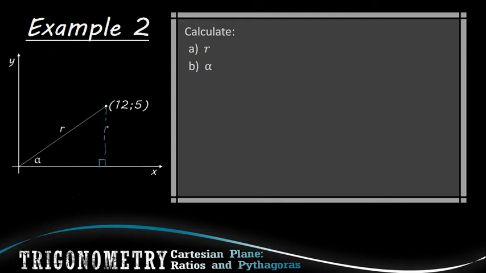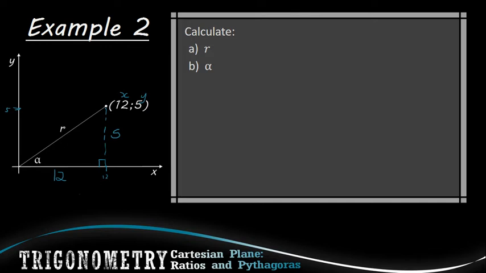Now for example 2, once again we have this sketch, and I'm going to construct this line to construct a right angle triangle. And our x and y values are: x is 12. So over here this is 12, so this is 12 units long. And over here we've got 5 for y. So this is 5 units long.